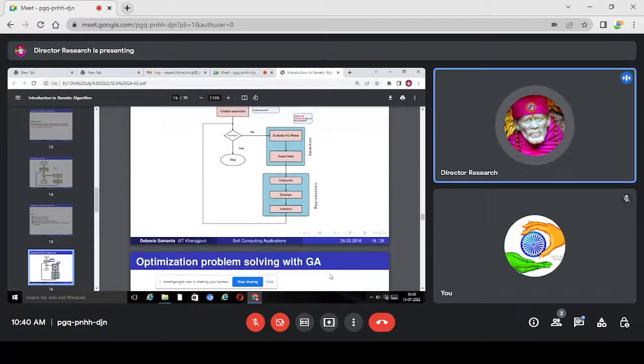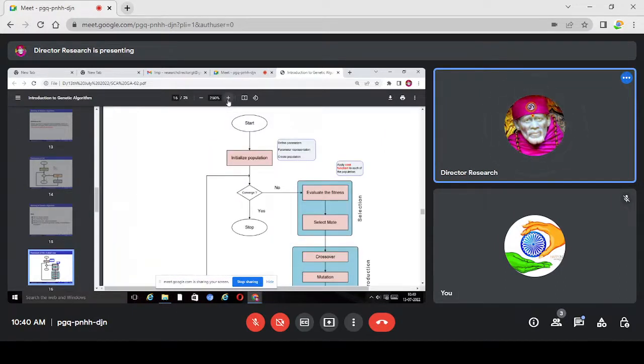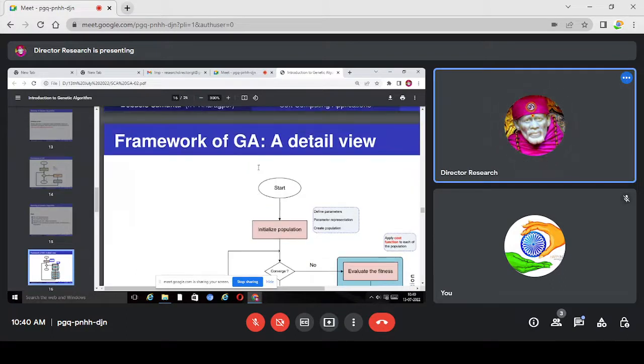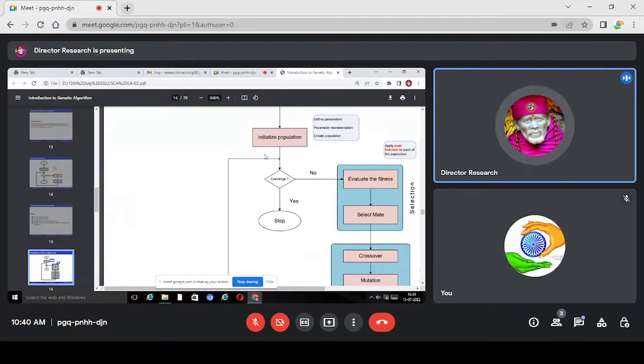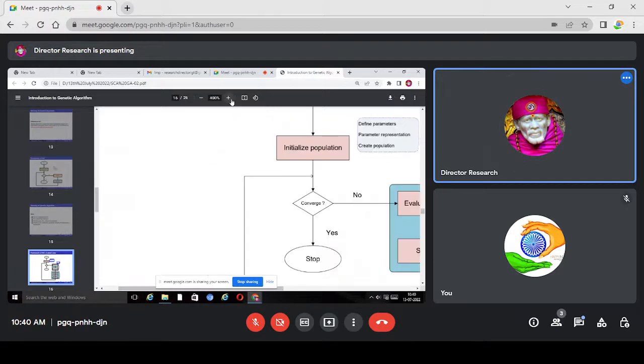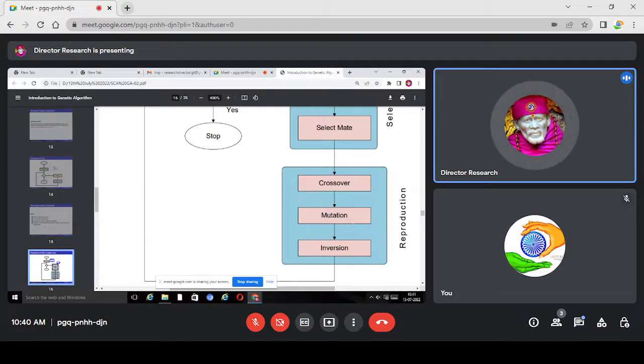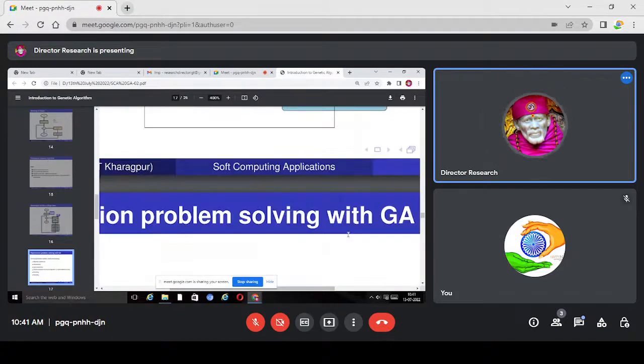Framework of genetic algorithm. Just see this diagram. I want to enhance this diagram. Just see the diagram, it is a flowchart. Start. Genetic algorithm framework. Initialization of population. So define parameters. Parameter representation. Create population. Convergence and stop. Evaluation of fitness. Select mate. Apply cost function to each of the population. Crossover, mutation, inversion, like that.